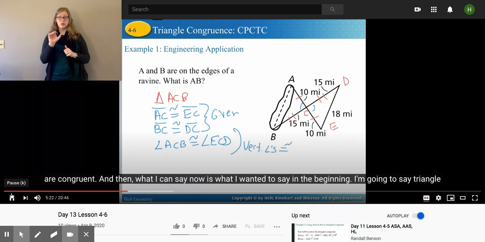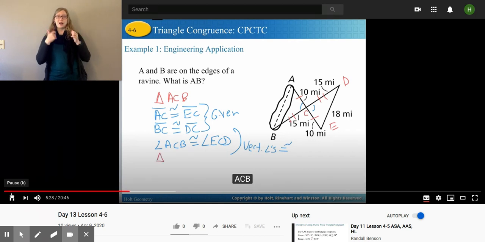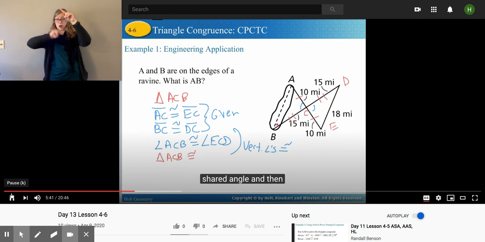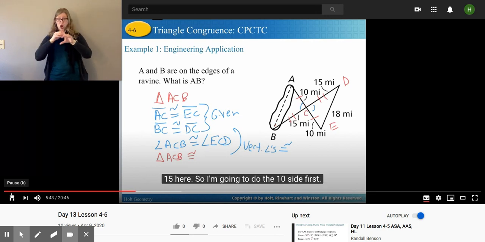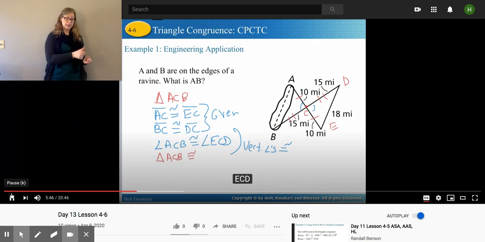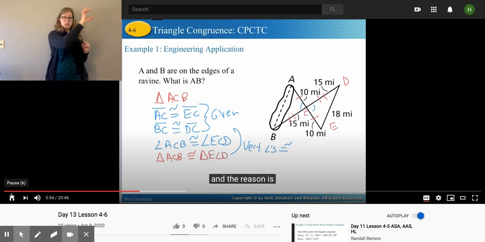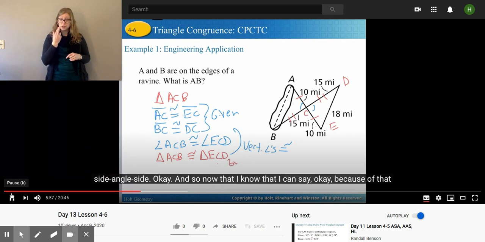And then what I can say now is what I wanted to say in the beginning. I'm going to say triangle ACB is congruent to, now how did I name this triangle? I did ACB, so the shared angle in the middle, so I'm going to do the corresponding side first, ECD. Okay? So triangle ACB is congruent to triangle ECD, and the reason is by side-angle-side, okay?